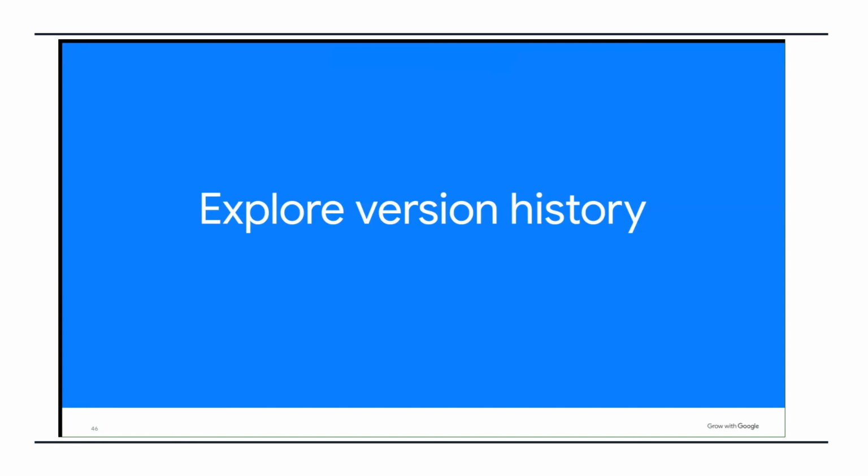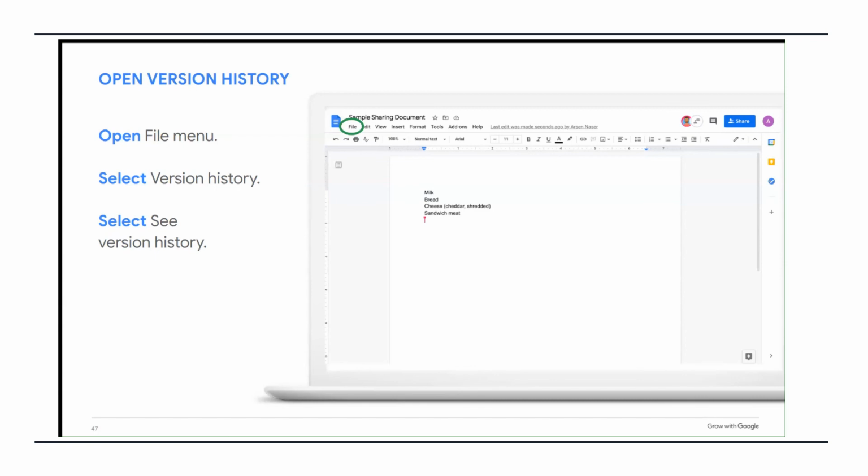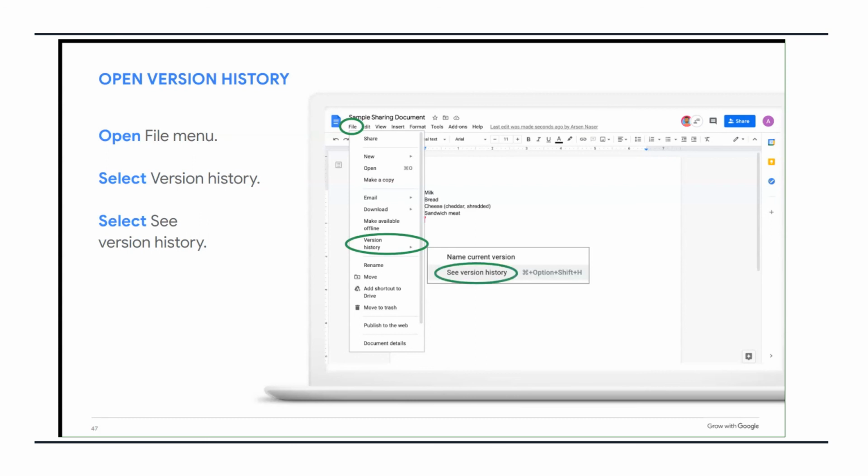You'll be able to see the first grocery list that everyone added to our list and see who made changes to the shared document and when they made them. To look at the version history for your doc, click on File, select Version History, select See Version History.